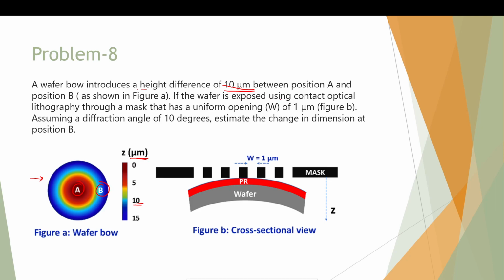If the wafer is exposed using contact optical lithography, so they are told that they are using contact litho, at the center at least there is a perfect contact through a mask that has a uniform opening of 1 micron. So the mask has periodic 1 micron openings. Assuming a diffraction angle of 10 degrees, so they have already told us the diffraction angle, estimate the change in dimension at position B. So now there is a 1 micron opening.